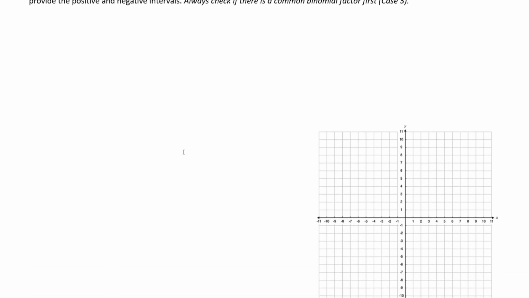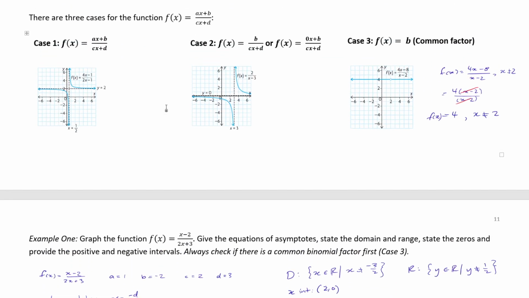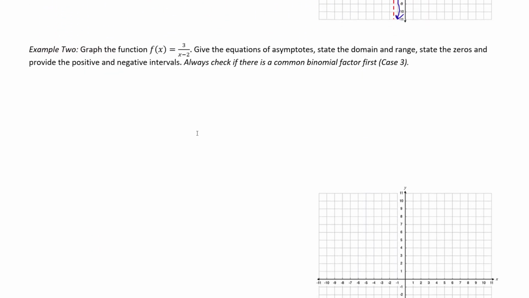Okay, I'm going to move a little bit more quickly through this example. This example states that the graph of the function is 3 over x minus 2. So if I take a look at that, which case is that? Well, that's case number 2, b over cx plus d, and recall that because I have a constant in the numerator that cannot be equal to 0, I already know that my horizontal asymptote is going to be y is equal to 0. This fraction could never equal 0, because the numerator can never equal 0. 3 can never be equal to 0.